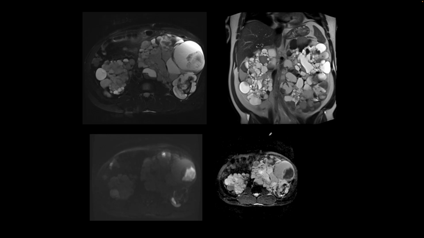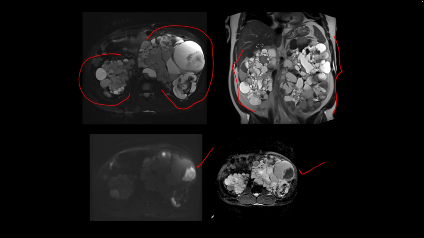Here is our next patient, and I am showing you multiple images from their MR of the abdomen. We can see on this coronal T2 weighted image that both kidneys are markedly enlarged, and they are almost completely replaced by these T2 hyperintense cysts. And here's an axial image showing the right kidney, and here we have the left kidney. At the bottom we have two images showing DWI and ADC.